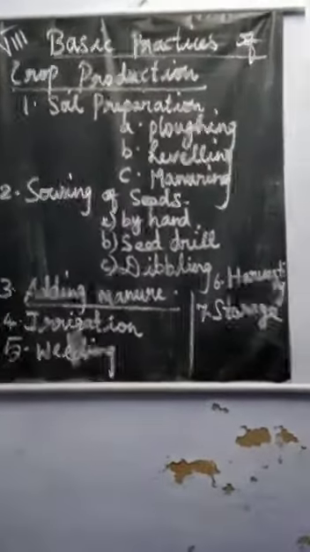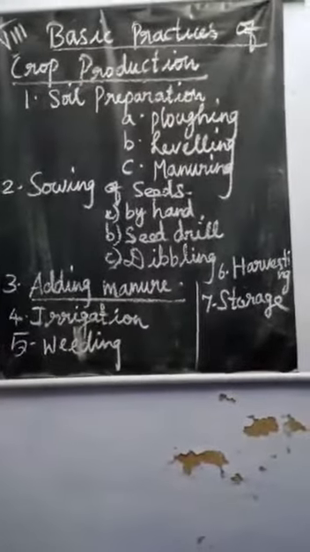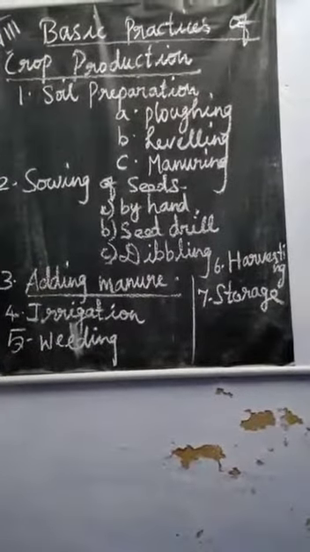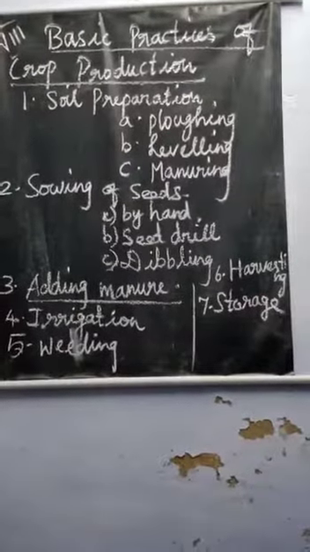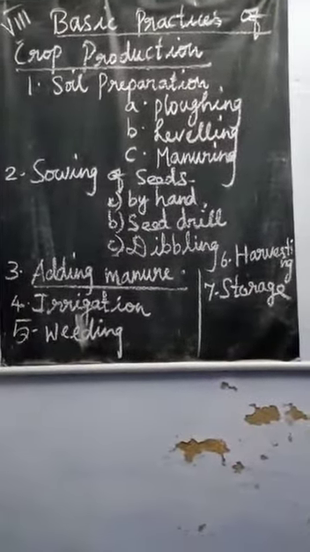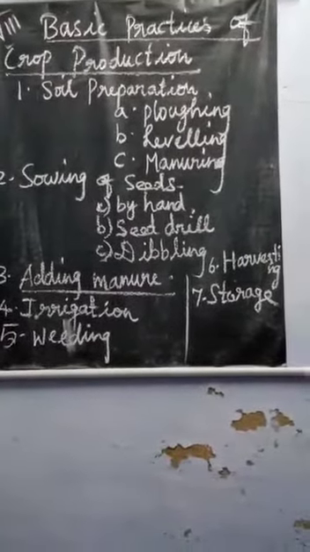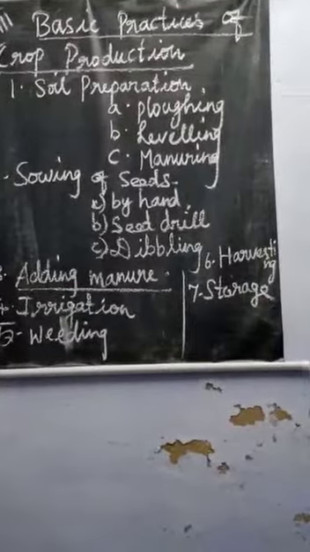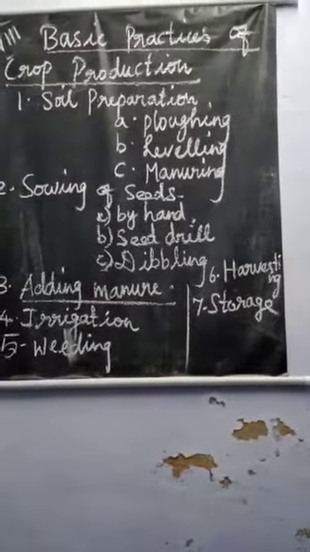The third one is dibbling. Dibbling is the placement of seed material in a furrow at predetermined spacing with a dibble, more commonly by hand. You can see the picture. The soil around the hole is pressed with the hand for moist soil contact.